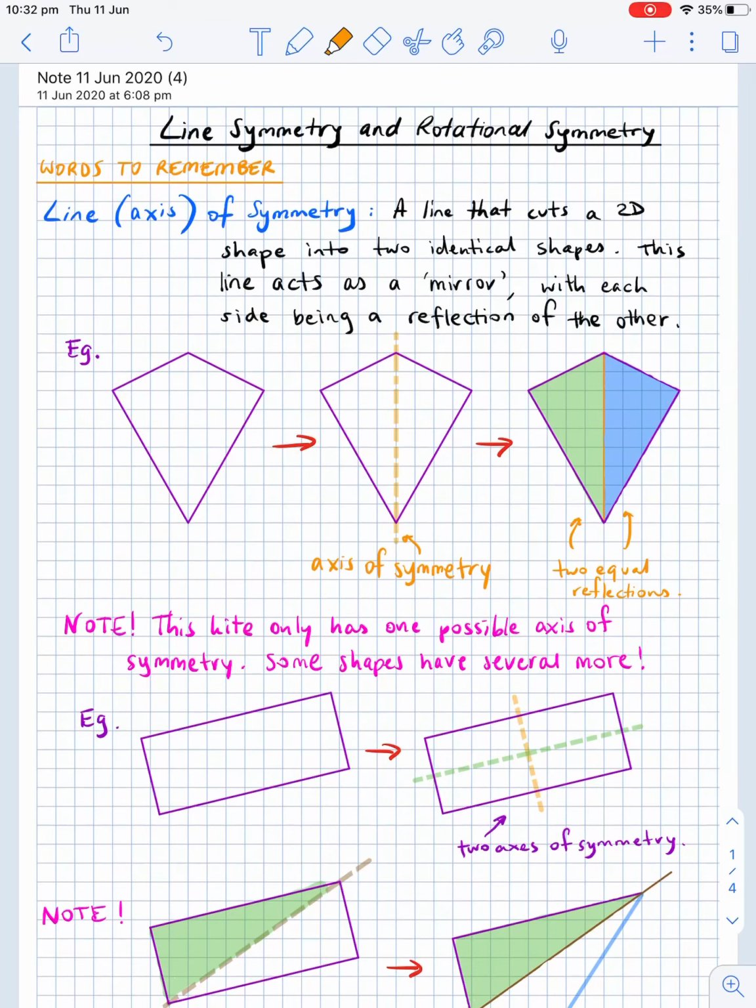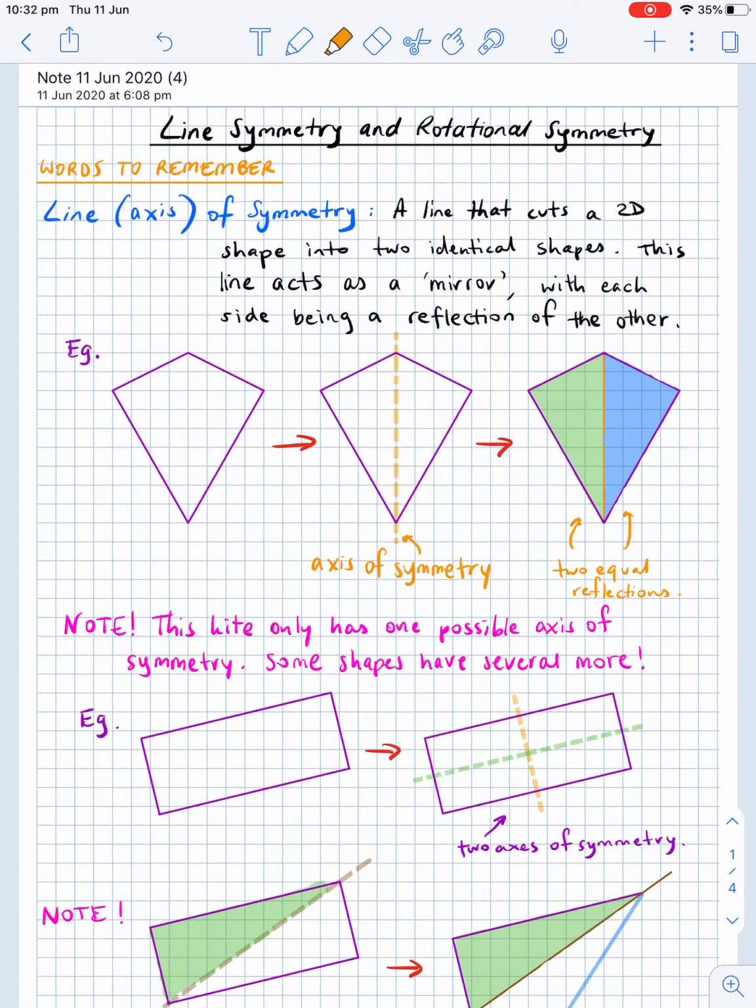Hi guys, for today's lesson we're going to be dealing with line symmetry and rotational symmetry. So first up, what do I mean by a line of symmetry or an axis of symmetry? It's another word for it. It's a line that cuts a 2D shape into two identical shapes. This line acts as a mirror, with each side being a reflection of the other.